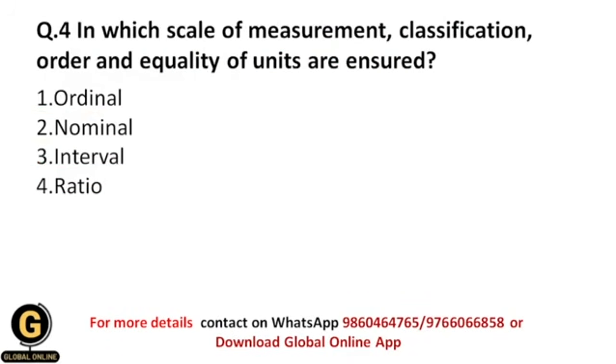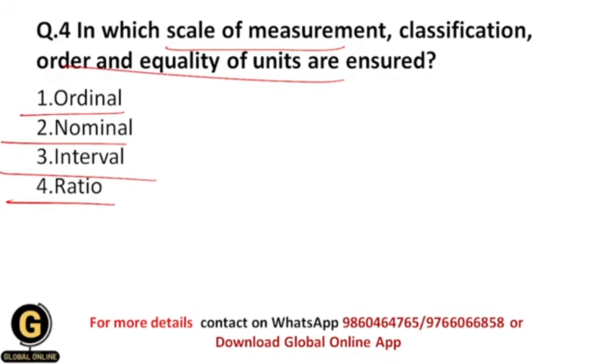Now next is, in which scale of measurement classification, order and equality of units are ensured? So whether it is ordinal, nominal, interval or ratio. Here again they have given you the names of 4 scales of measurement, but we need to identify only one scale of measurement which has classification, order and equality of units as well, and all of these things are ensured in this scale. Students, the correct answer should be interval scale.